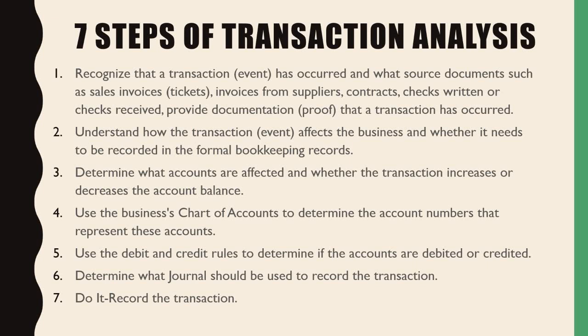Now, once I've done step 5 and determined how to use my debit and credit system, I have to determine which journal I should use. In this case, we only have one, which is the general journal. I'm not going to require you to know the other books, but in case you do have them, make sure you're in the correct book to journalize this transaction in. And then lastly, step number 7, just like Nike's logo, do it. Go ahead and record that transaction.